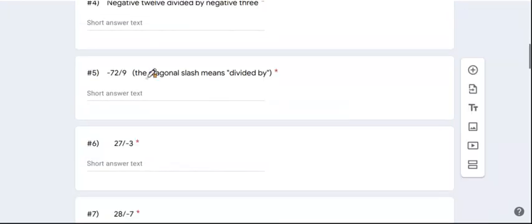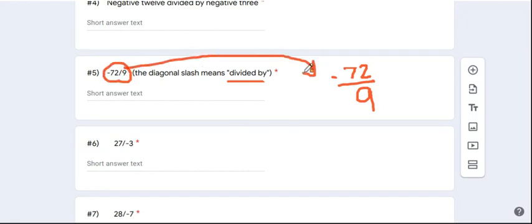Okay, number 5 here, it says -72. Then you have the diagonal slash, which I tell you means divided by. Okay, anytime you have a diagonal slash like that, that is the exact same thing as a horizontal fraction bar. So this could also be written like this. These two things are the exact same thing. Okay, the horizontal fraction bar or the diagonal slash, that is division.